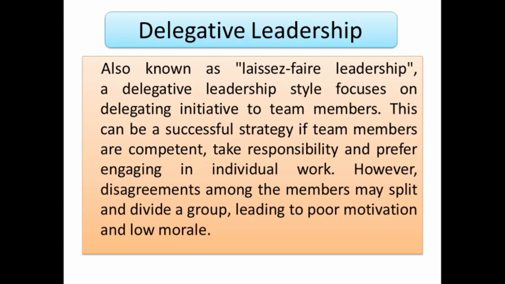Another one is delegative leadership, also known as laissez-faire leadership. A delegative leadership style focuses on delegating initiative to team members. This can be a successful strategy if team members are competent, take responsibility, and prefer engaging in individual work. However, disagreements among the members may split and divide a group, leading to poor motivation and low morale.